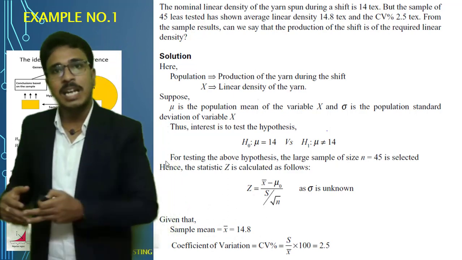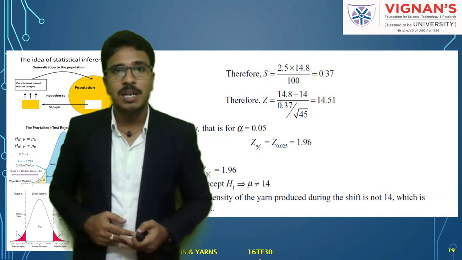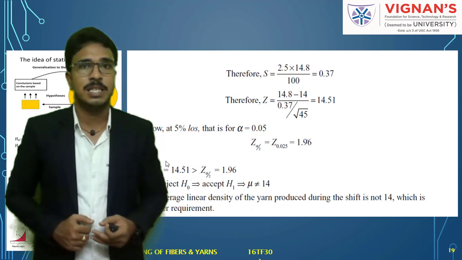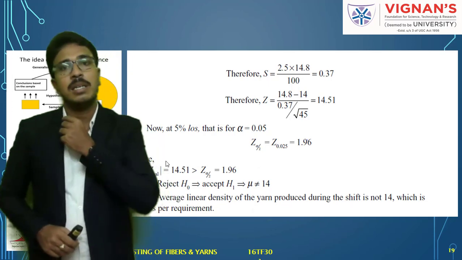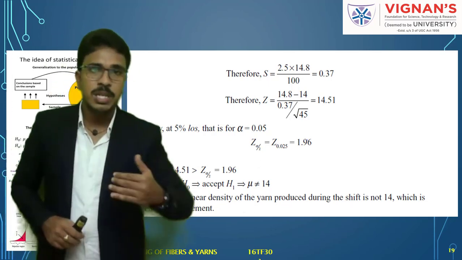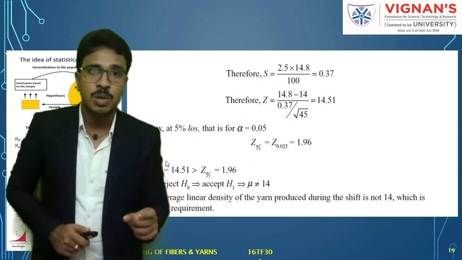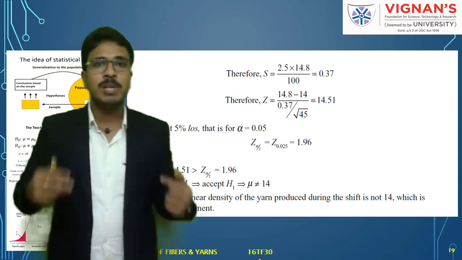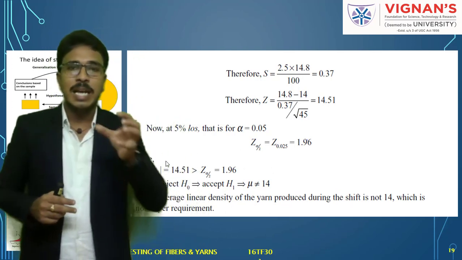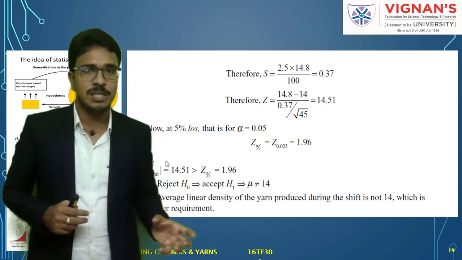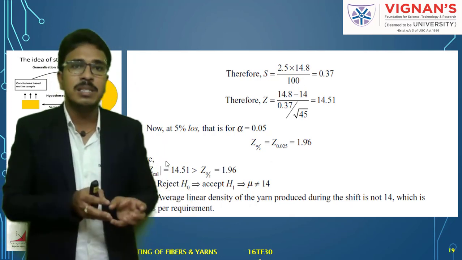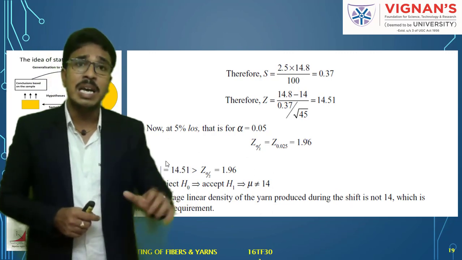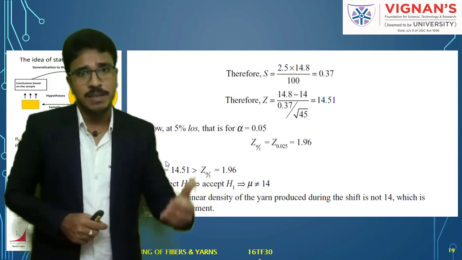And after calculating the calculated value of Z, you have to find out the tabulated value of Z, or table value of Z. In order to find the table value of Z, you should know the level of significance. Why? Because in the probability density curve there is an acceptance region and a rejection region. How are we arriving at this? Depending upon the alpha value. And this alpha is related to the level of significance.